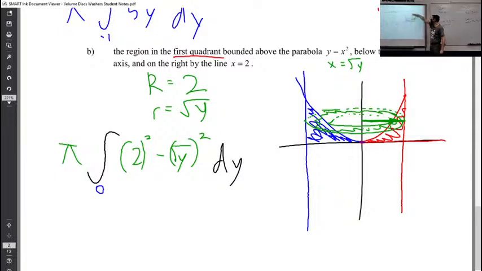The highest point is at the x-coordinate of 2. Well, when x is 2, y is 4. Right? This point is at 2, 4. So our highest washer is up here at y coordinate of 4. Final answer, I believe, is 8 pi. Yes.